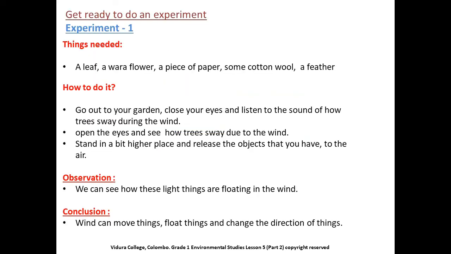Now we are going to do some experiments. That means we are going to check what wind can do and how it looks. Let's move on to our experiments. Experiment number one. Things needed. You will need a leaf, a piece of paper, some cotton wool, and a feather. And also, if you can find a vara flower, that's better.